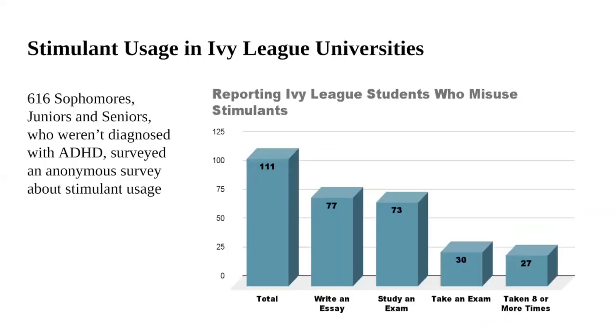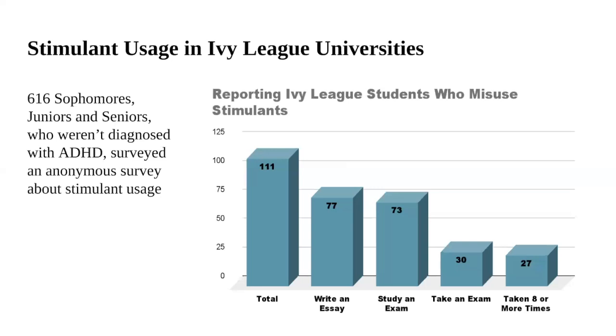So now focusing on stimulant usage in Ivy League universities, the universities that we're going to compare to the CSUs. A sample survey was done of 616 sophomores, juniors, and seniors who weren't diagnosed with ADHD, surveyed anonymously about stimulant usage. The reporting Ivy League students who misused stimulants were 111 in total. However, their usages all had very similar trends. 77 of them used it to write an essay, and 73 also used it to study for an exam. No, 30 were used to study for an exam.